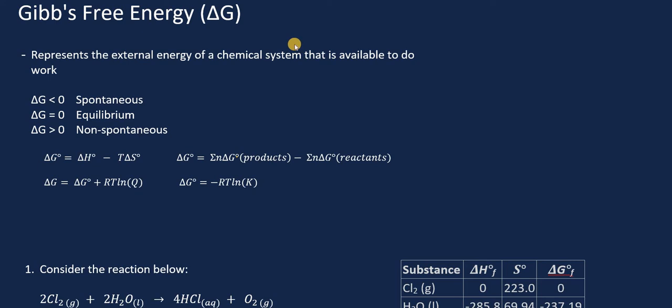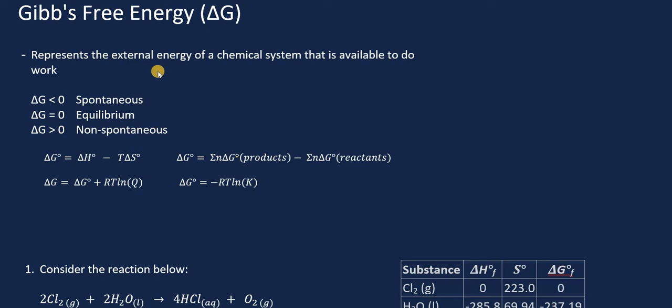In this video, I'll be discussing Gibbs free energy and the various different ways to calculate it. So Gibbs free energy is symbolized by the letter G, and it's the last state function that you'll learn in thermodynamics. And it represents the external energy of a chemical system that is available to do work.